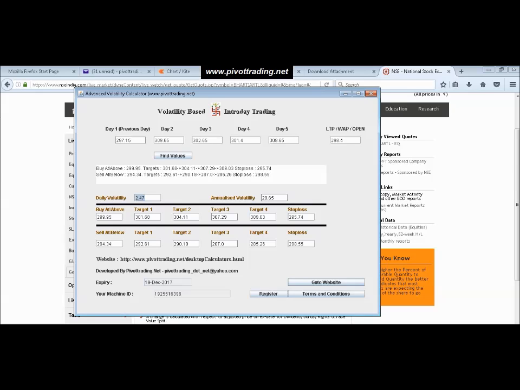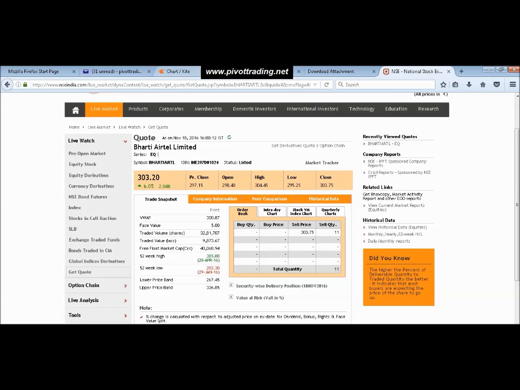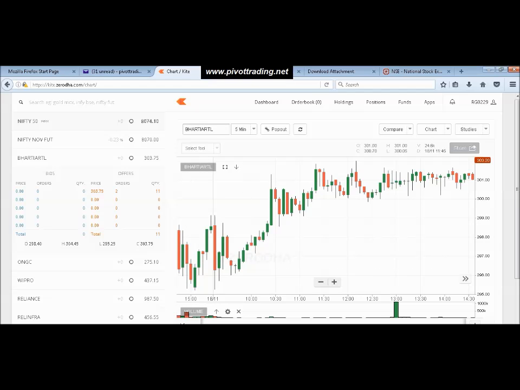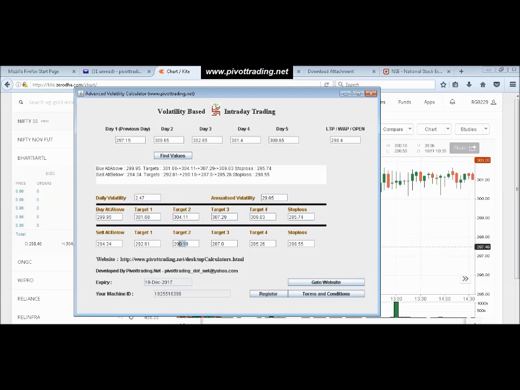Here you got all the levels. It is as simple as that. You get the messages that buy above so and so price, and these are the targets, and sell at so and so prices, and these are the targets. So let's come directly to the chart and see what recommendations were given. So this was probably in the first 10 or 15 minutes recommendation based on the open price.